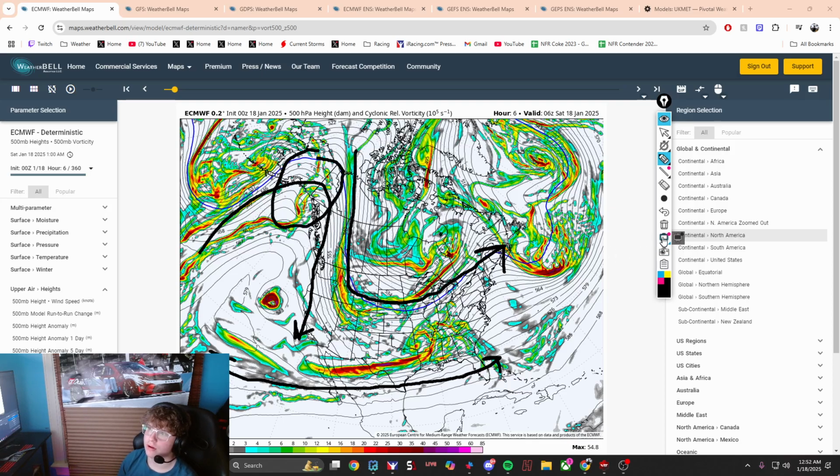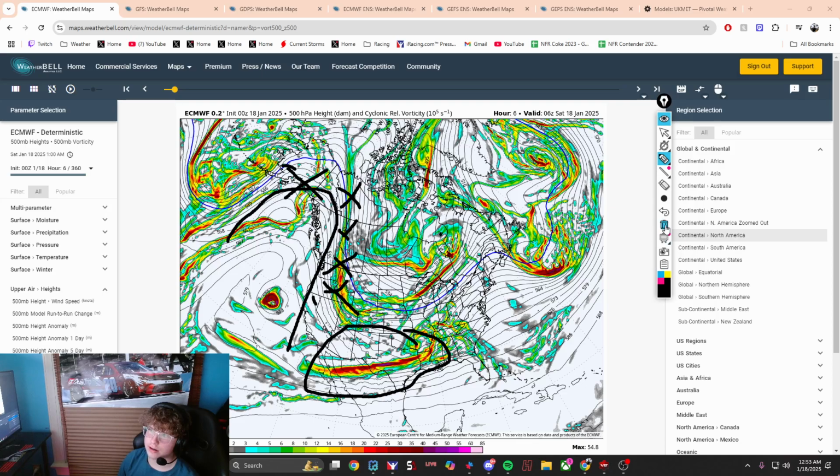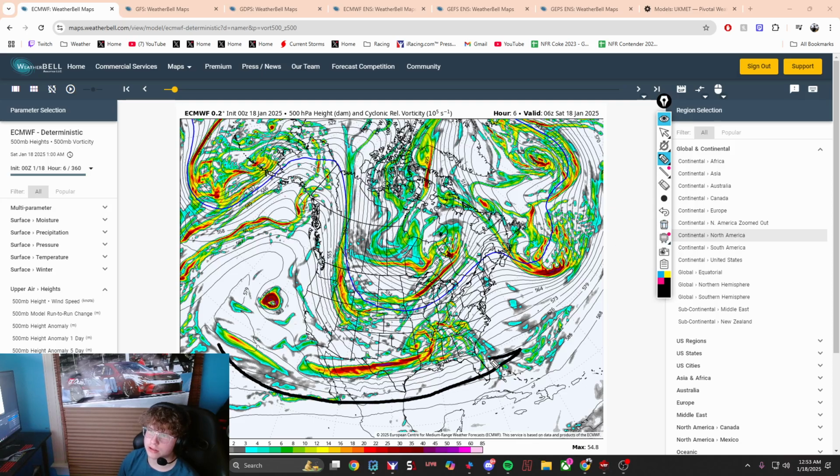But as we go out through the model, what's going to happen is as that energy down here digs around, like here, basically like this, it's going to dig around the ridge. And then interact with the subtropical jet, which is in there. It's basically just a jet. If you want to learn what the subtropical jet is, just look it up. And that's how you basically get your big East Coast snowstorms.